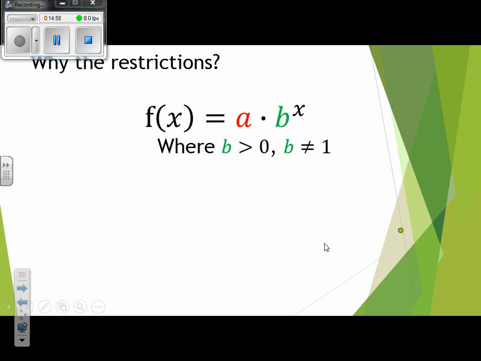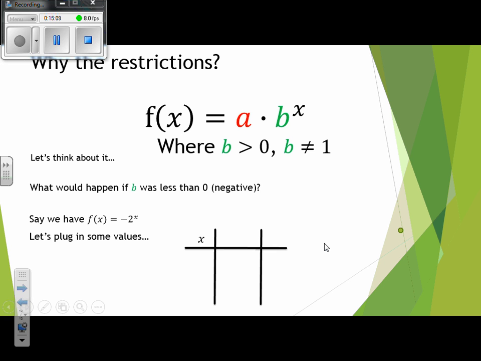Why the restrictions? We have to have restrictions at the beginning. b cannot be less than 0 and b cannot be equal to 1, because if b was less than 0, we would have some really funky things happening. It would be from -2 to a +4 to a -8 to a +16. Is that the behavior of an exponential function? Does it go up and down like that? No. Yes, you should copy that onto your little table.